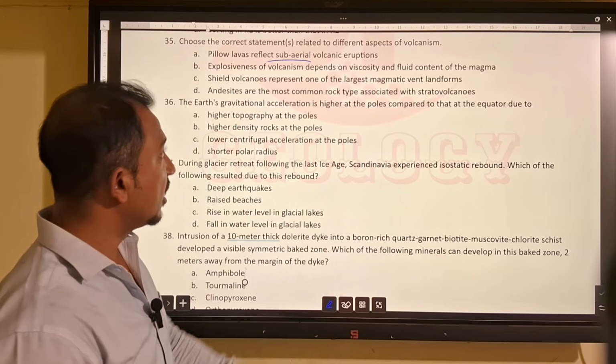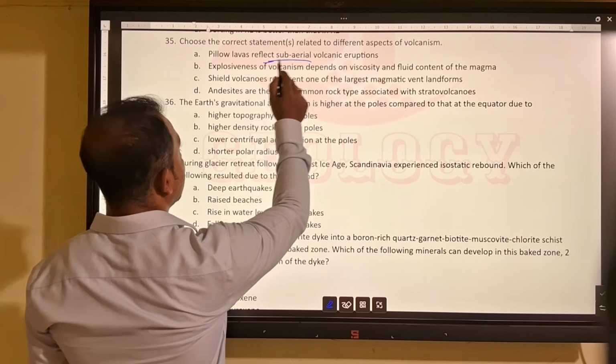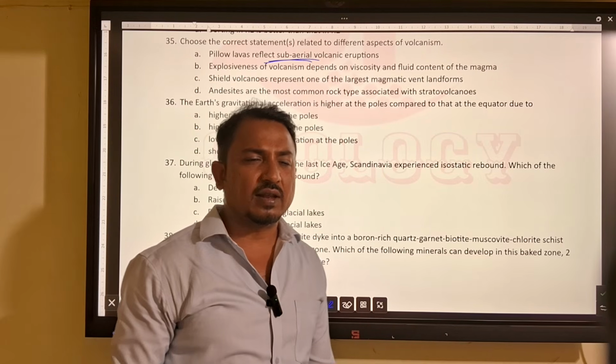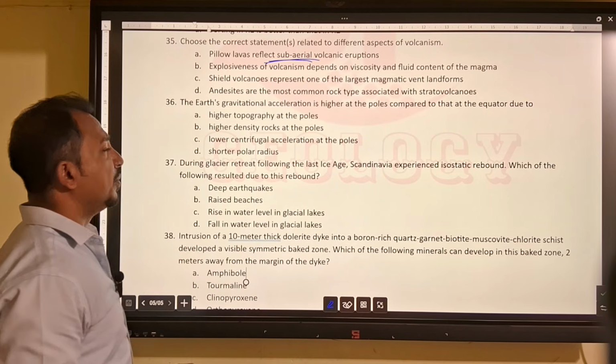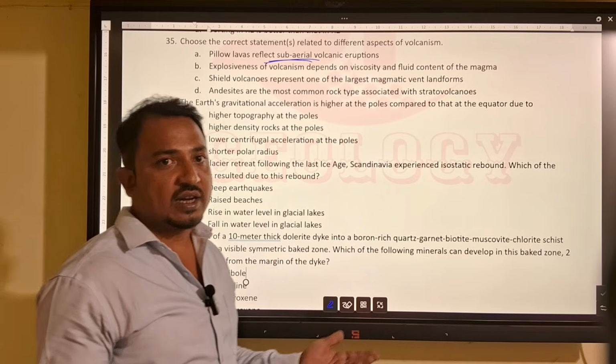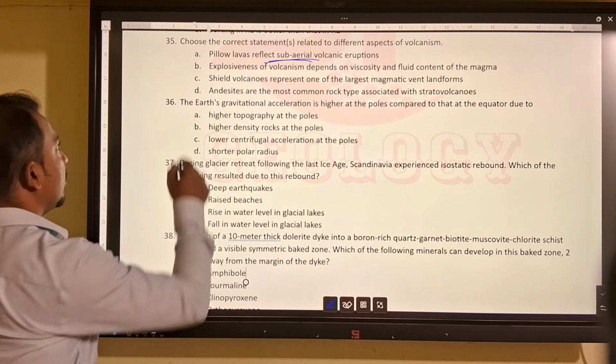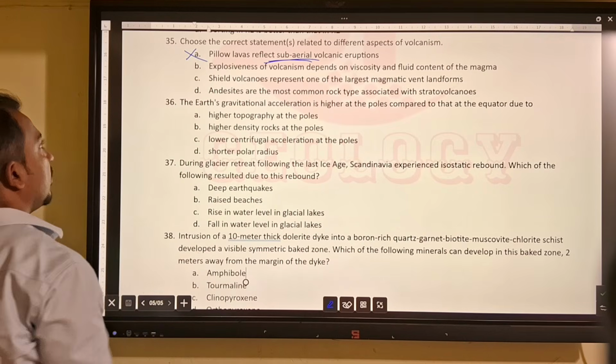But if you see it carefully, it is written as subaerial, below the air. That means it is not a pillow lava condition. It is any volcanic condition that is produced on the surface. They are subaerial, so it is not exclusively pillow lava. It will be incorrect.